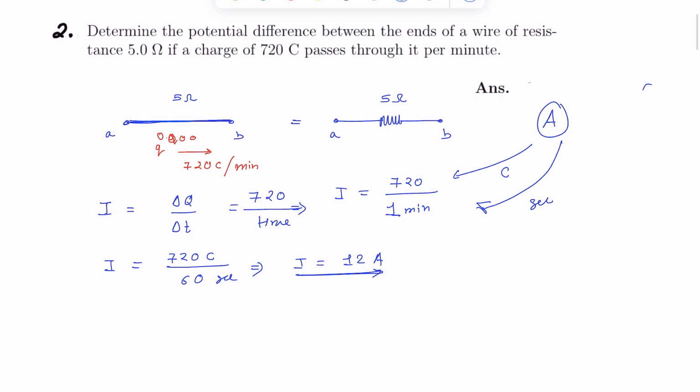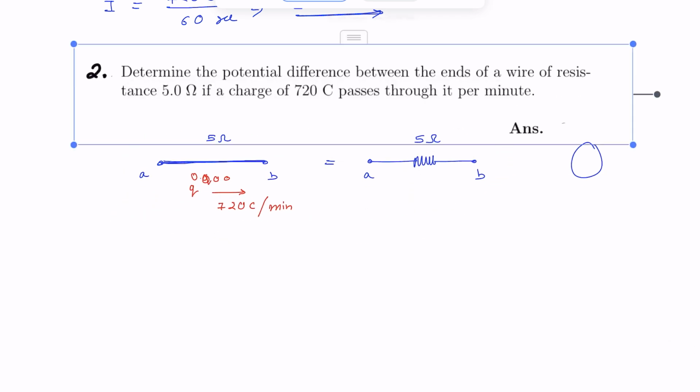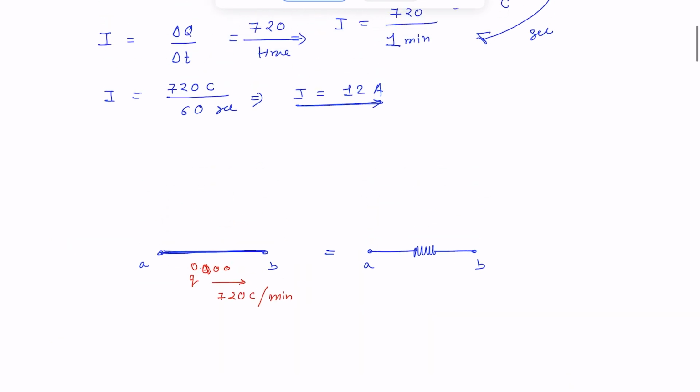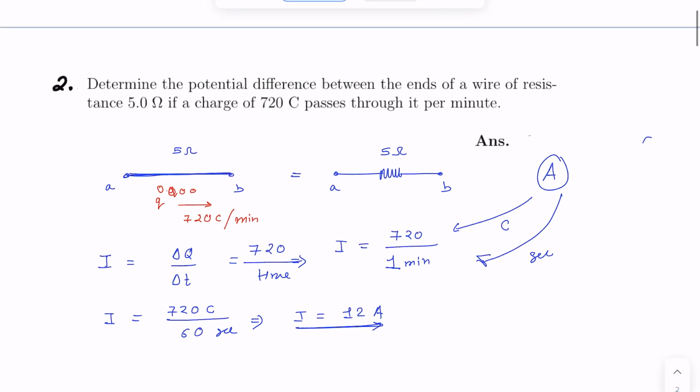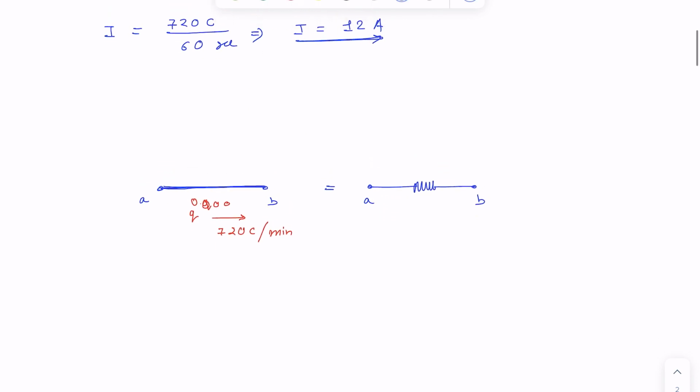Now it says determine the potential difference between the ends of the wire. So I'm going to just copy this picture here because they both mean the same thing, and I'm going to paste that picture here. For some reason it's also going to pick up this, which I'm going to delete. Okay, so we've got 5 ohms, right? So this is the same as having a resistor of 5 ohms here, and there's some current and it's given to us.